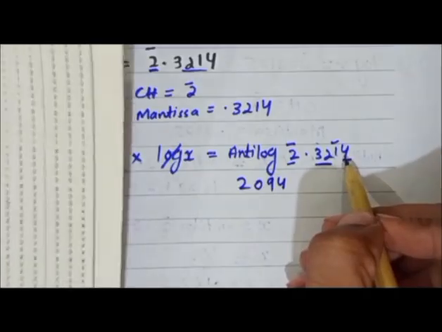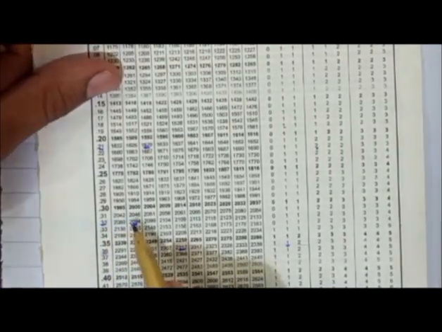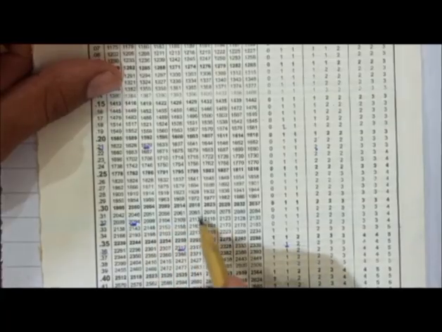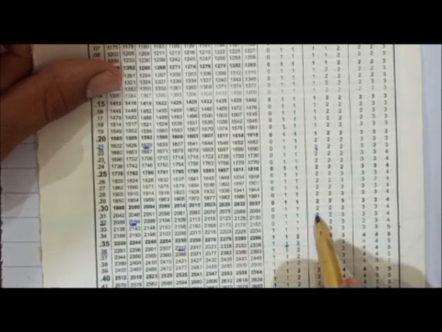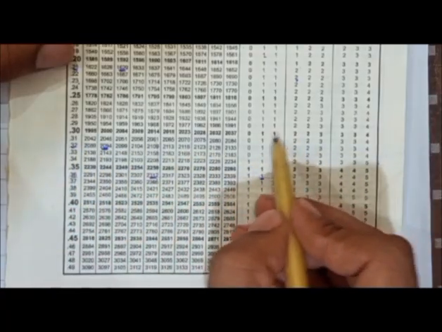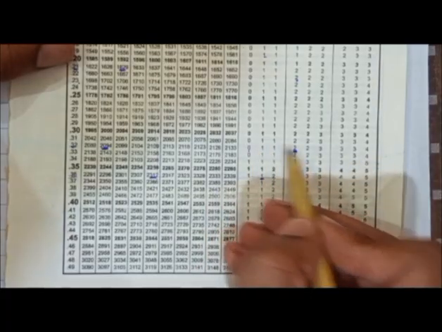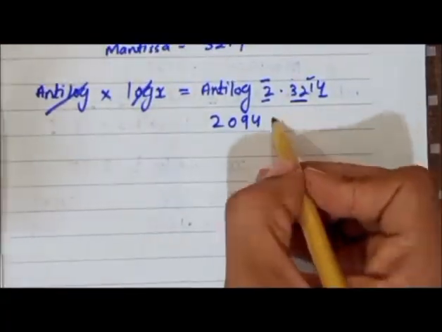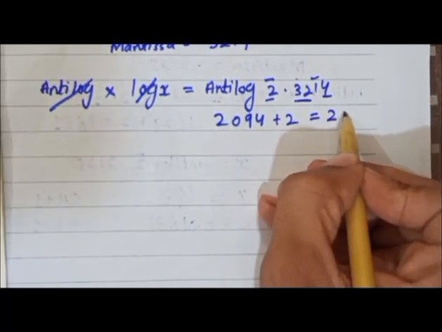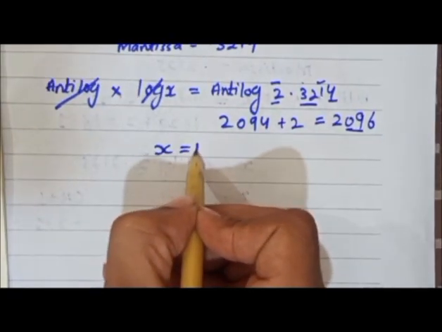What is remaining? 4 is remaining. So I will find 32 and the fourth column of mean difference. This is the fourth column of mean difference. Here the number is 2. So this is 0.32, and in the fourth column the value is 2. So I write plus 2. So my answer will be 2096.